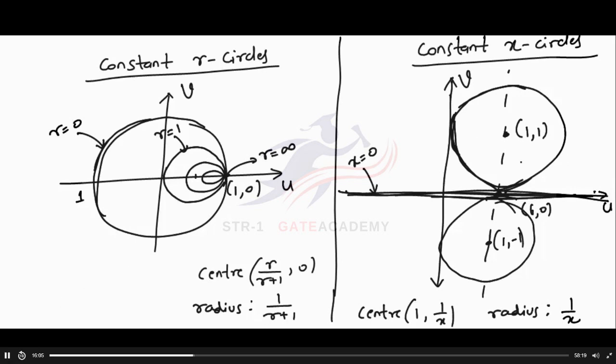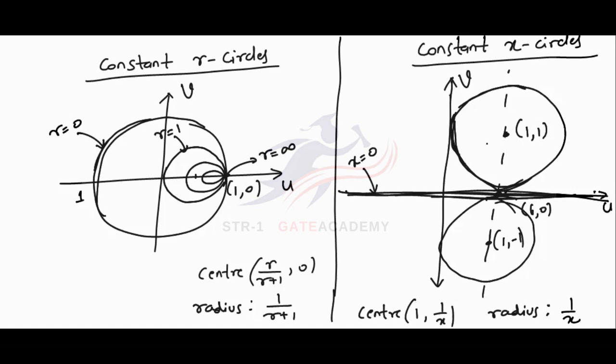Circles represent the positive reactance, whereas the circles in the lower half represent the negative reactances. Again, as you increase the value of x, the radius decreases and the centers of the circles shift towards the point 1 comma 0. So these are the characteristics of constant x circles. These are very important because when constant r circles and constant x circles are combined, they form the complete Smith chart.